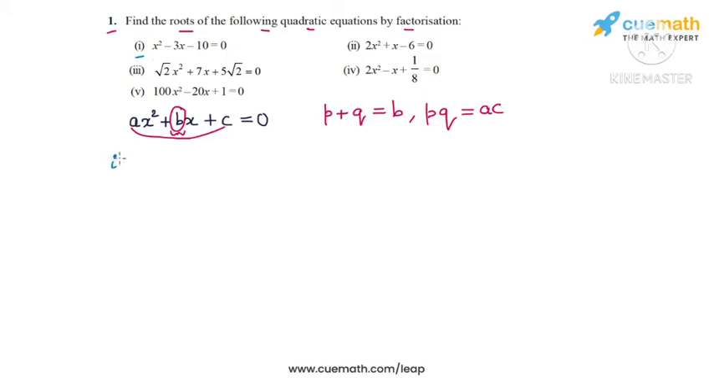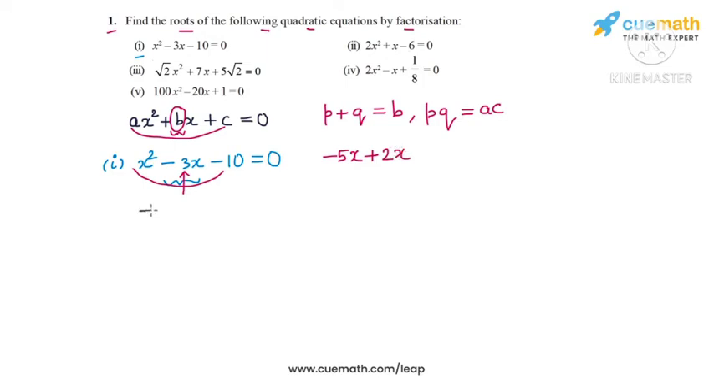In part 1, the equation is x square minus 3x minus 10 is equal to 0. We have to split this middle term minus 3x such that the sum of the coefficients is equal to minus 3 and the product is equal to 1 into minus 10, or minus 10. The two such numbers whose sum is equal to minus 3 and whose product is equal to minus 10 are minus 5 and 2. So we'll split the middle term minus 3x as minus 5x plus 2x.